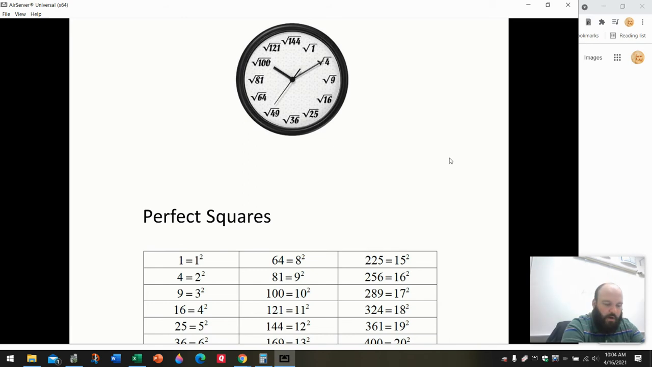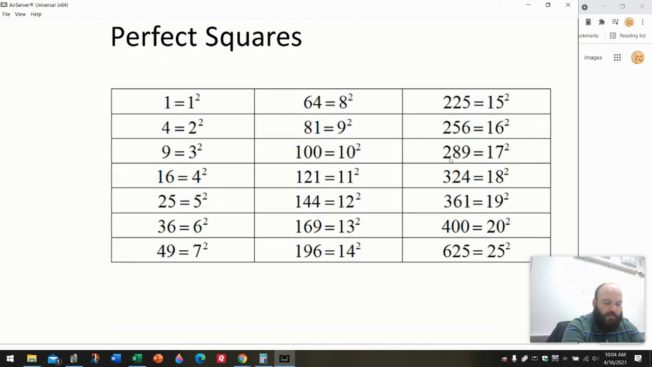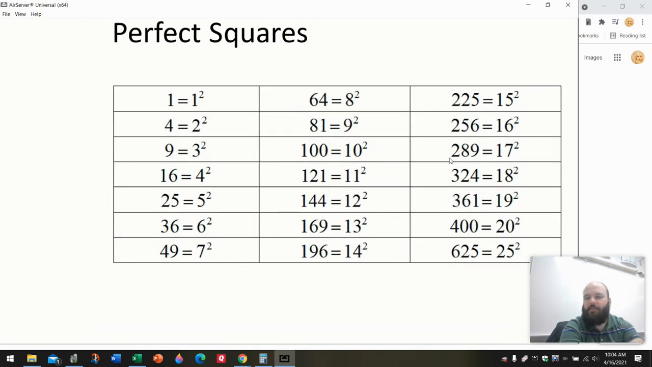Now, you may recall the perfect squares. Perfect squares are the numbers that can be square rooted and give you an integer answer. Actually, in this case, it would be a whole number answer. As an example, the square root of 16 is 4. The square root of 25 is 5. The square root of 36 is 6.